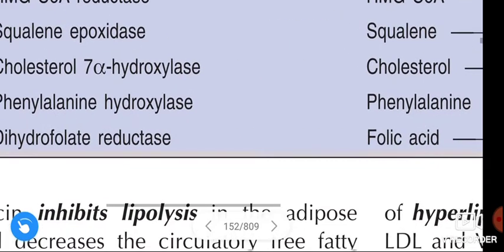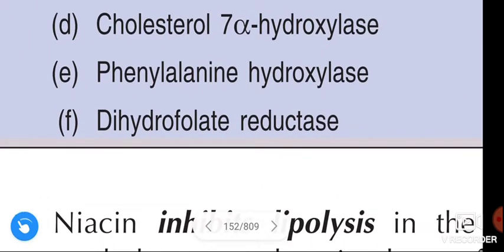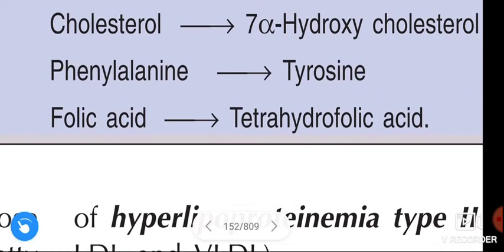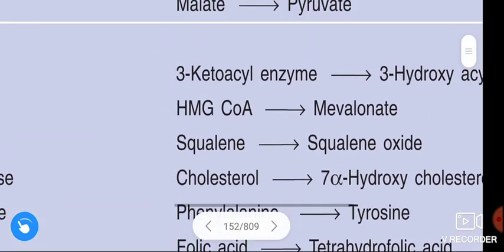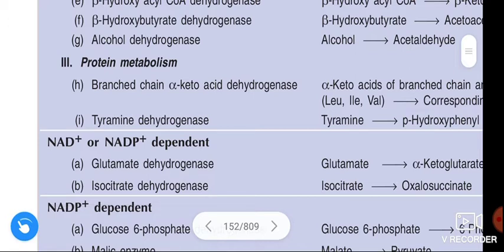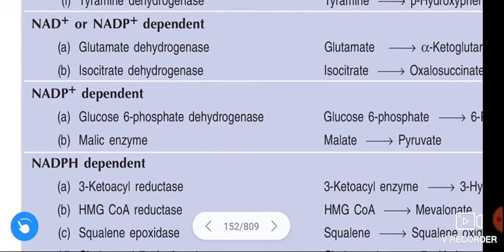Next enzyme that depends on NADPH is dihydrofolate reductase. This enzyme helps in conversion of folic acid to tetrahydrofolic acid. These are the enzymes that depend on NAD plus, NADP plus and NADPH.